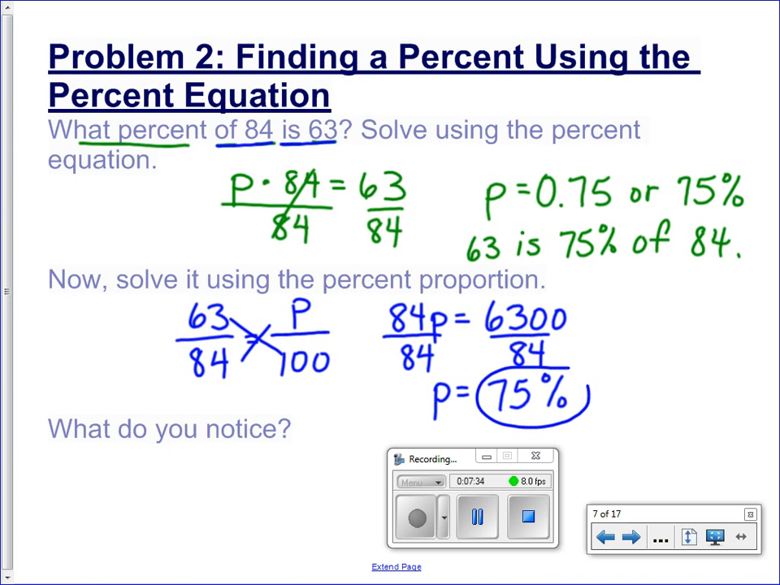Now notice, the only difference between using an equation and using a proportion is when you solve a proportion, you get your exact percentage. When you solve it as an equation, your answer comes out in decimal form. So you always have to change it in an equation in order to get your percent.